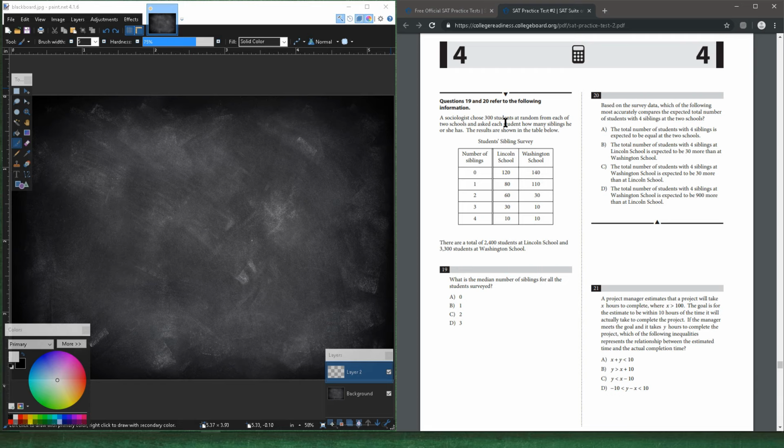Wait, what? Oh, from each of the two schools. So we have to look for the 300th student from both schools, because it's 300 from Lincoln Park and 300 from Washington. Sorry about that. So 120 plus 140 is 260, and we need to find 300. So 80 plus 110 plus 260 is obviously greater than 300. So it's got to be 1. So the answer is B.